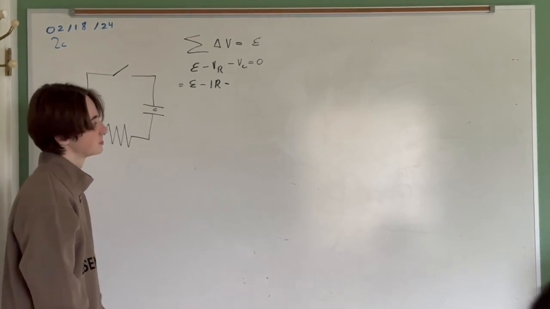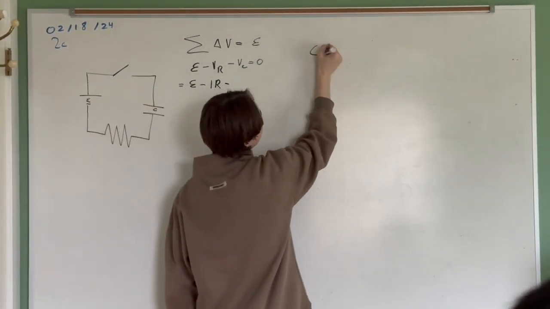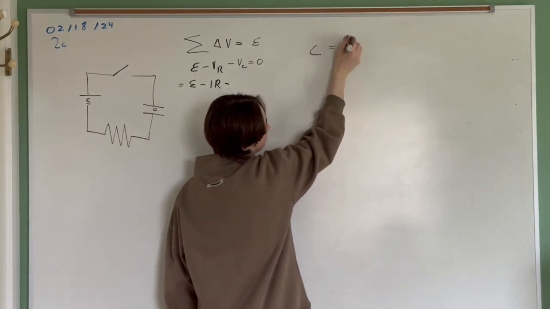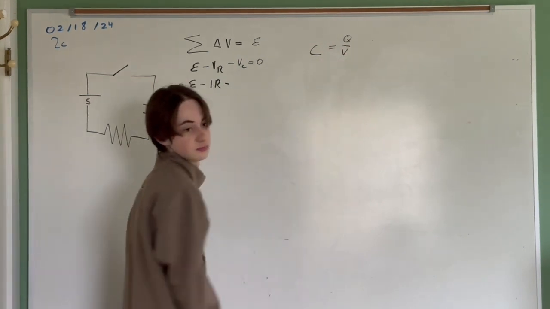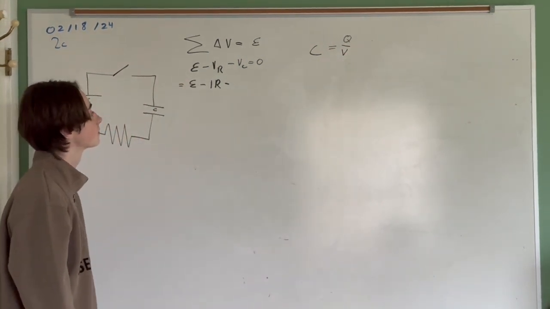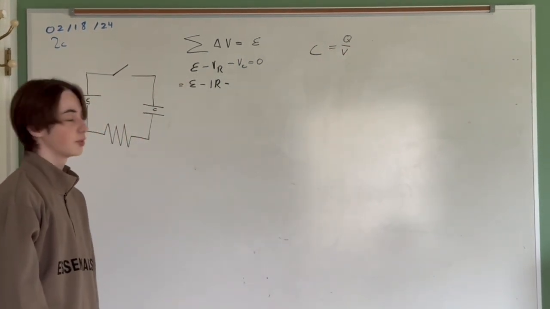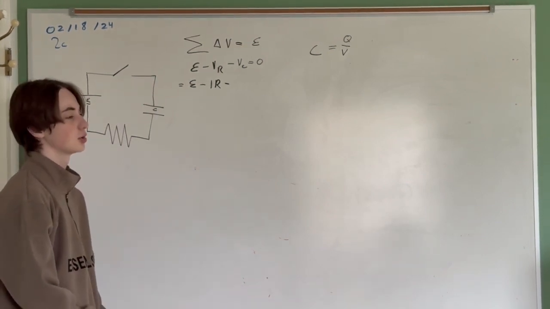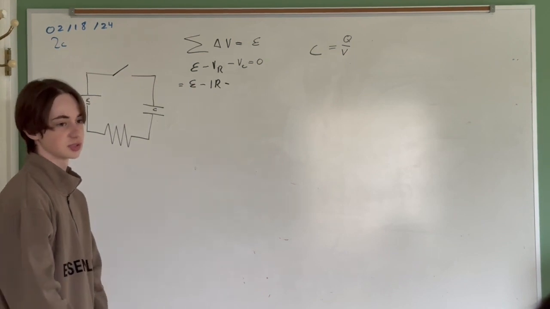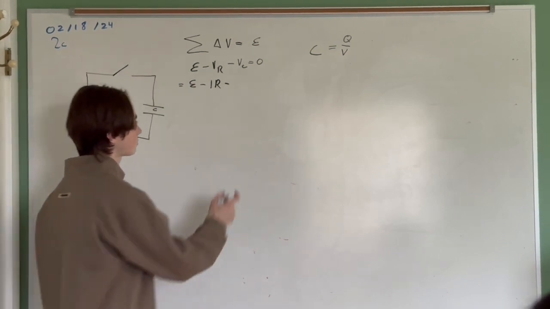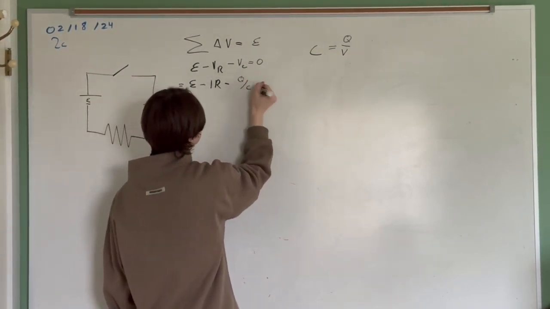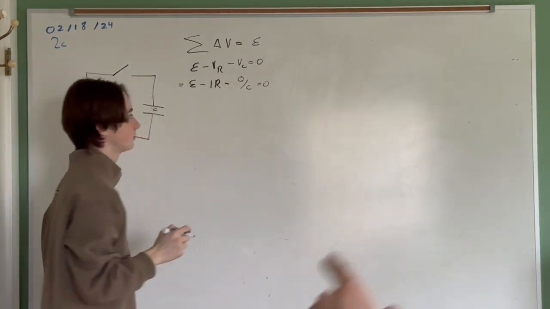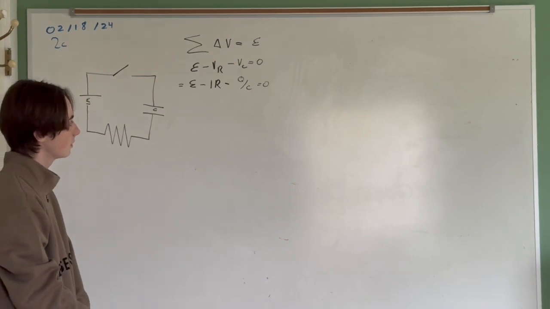And what's the voltage of the capacitor at any time? Remember, capacitance is equal to Q over V. So the voltage would be Q over C. Okay, cool.